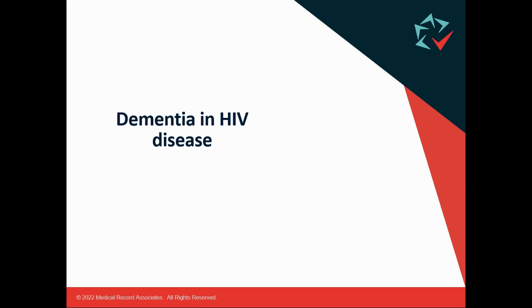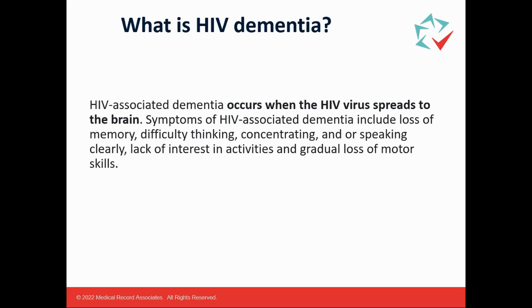So last in the dementia topic, we will talk about dementia in HIV disease. So what is HIV dementia? HIV-associated dementia occurs when the HIV virus spreads to the brain. Symptoms of HIV-associated dementia include loss of memory, difficulty thinking, concentrating, and/or speaking clearly, lack of interest in activities, and gradual loss of motor skills.